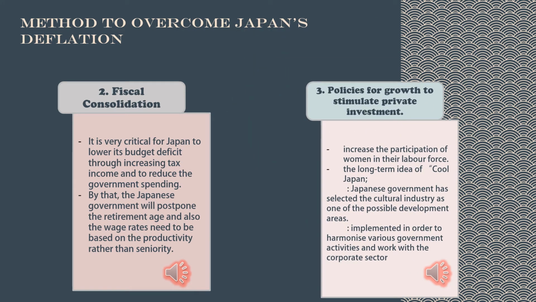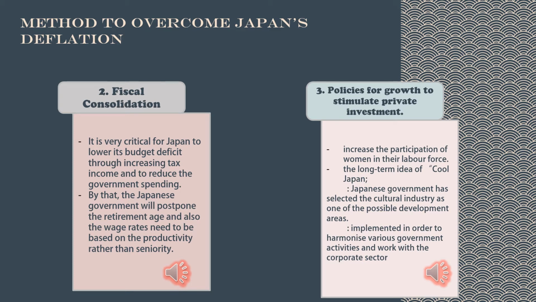Last but not least, the third arrow of Abenomics: policies for growth to stimulate private investment. There are many ways the Japanese government has implemented to increase economic growth. First, they increase the participation of women in the labor force. Since Japanese women have the lowest rate of labor participation, the Prime Minister thought that bringing women into the workforce is a way to solve the labor shortage problem in Japan.